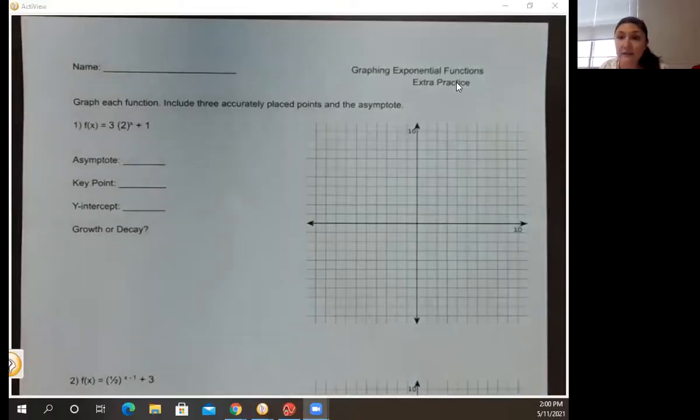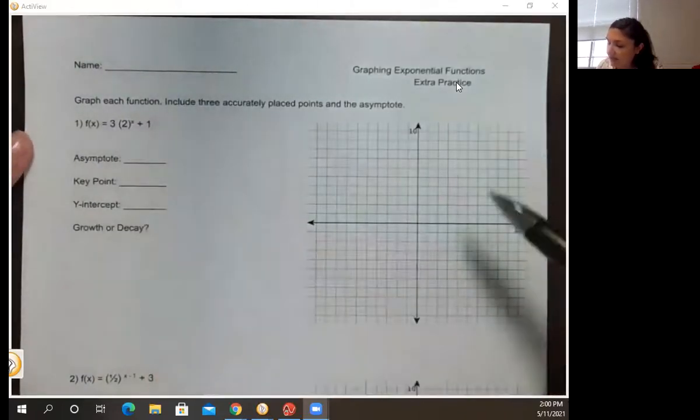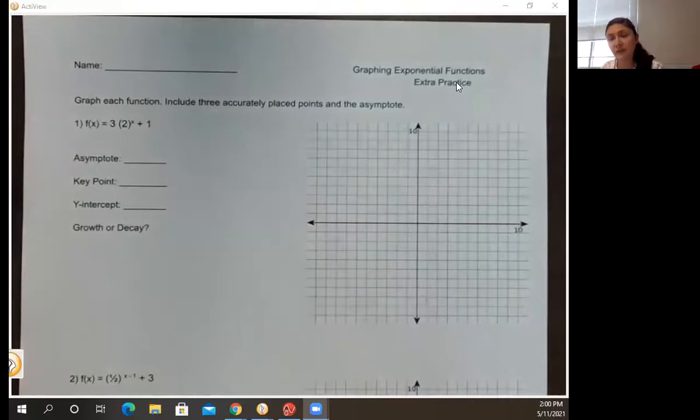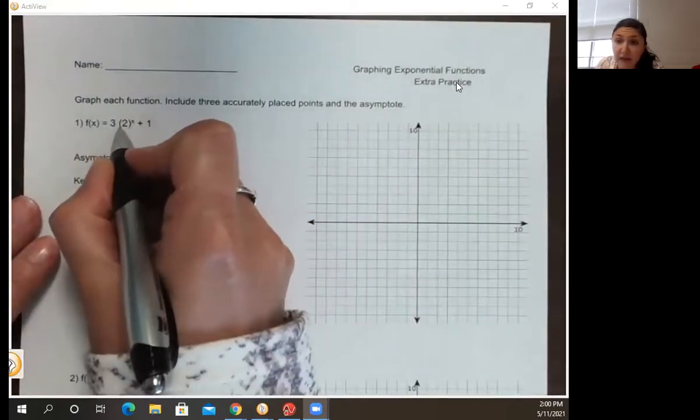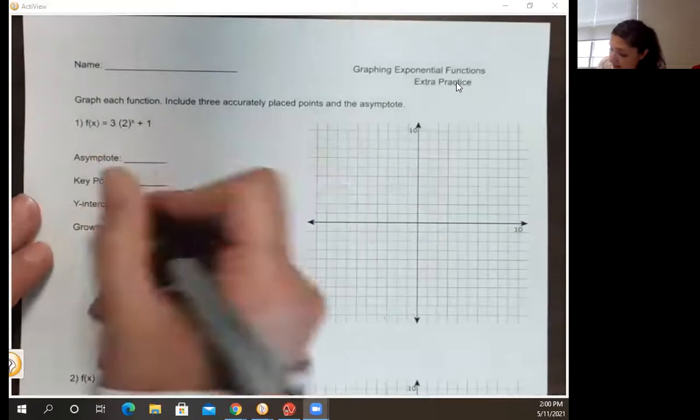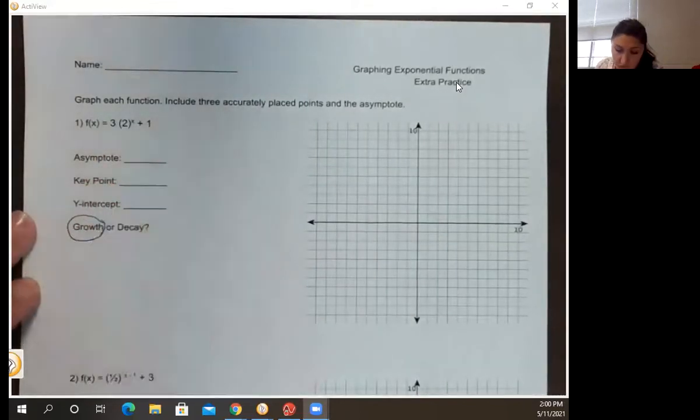Okay, we are going to take a look at some extra practice graphing our exponential functions. I've got a couple of problems here. We're going to graph them and identify some key features, just some extra practice graphing these functions. So the first thing I notice is that the base of my exponent is greater than 1. That means that this is exponential growth.